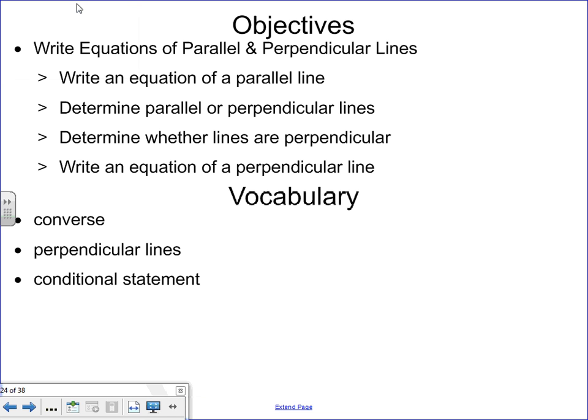Today we're going to talk about writing equations of parallel and perpendicular lines. We'll start by writing an equation of a parallel line. We'll determine parallel or perpendicular lines. We'll determine whether lines are perpendicular. And lastly, we'll write an equation of a perpendicular line. Some vocabulary words you're going to see are converse, perpendicular lines, and conditional statement.